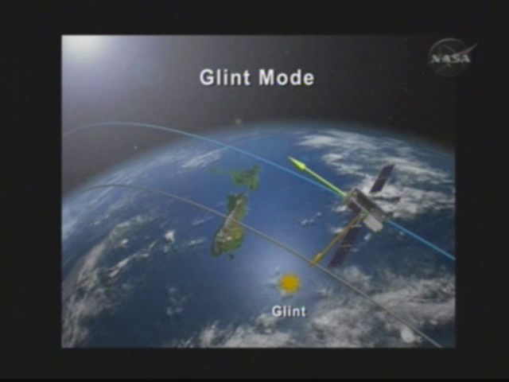Now, this glint mode operation actually requires the observatory to perform a slow pirouette in space. However, this mode significantly improves the measurements that are made over Earth's dark ocean surface. Now, the nominal plans call for the observatory to alternate between nadir mode and glint mode operations every 16 days, so that the Earth will be mapped in each mode on roughly monthly timescales.